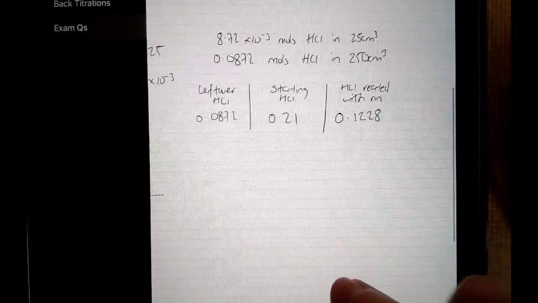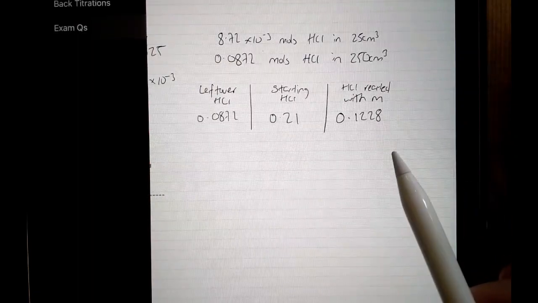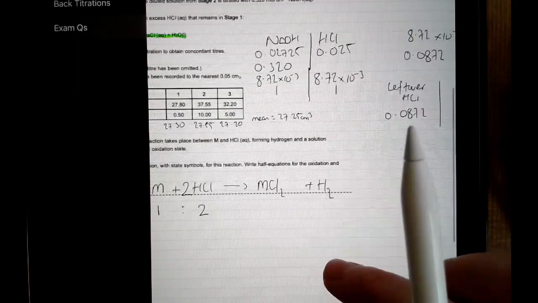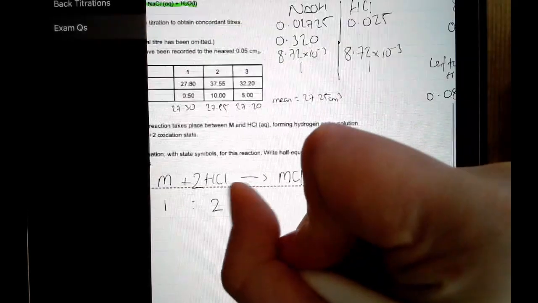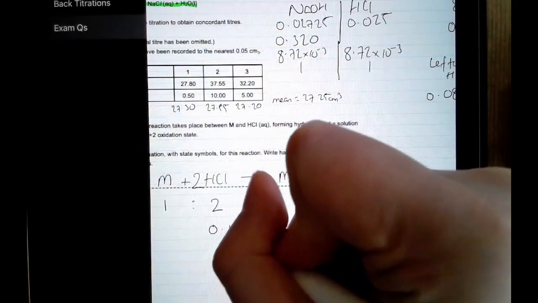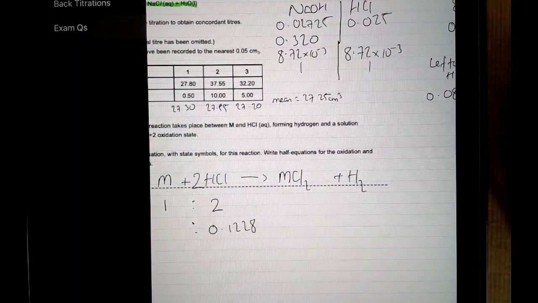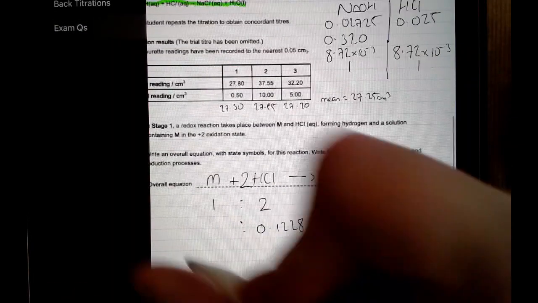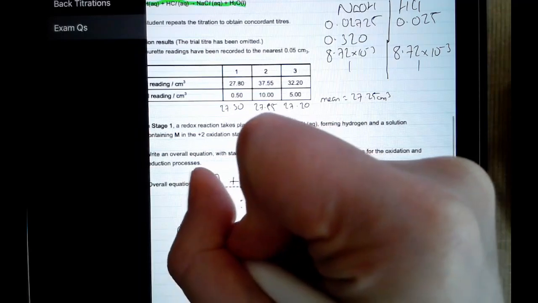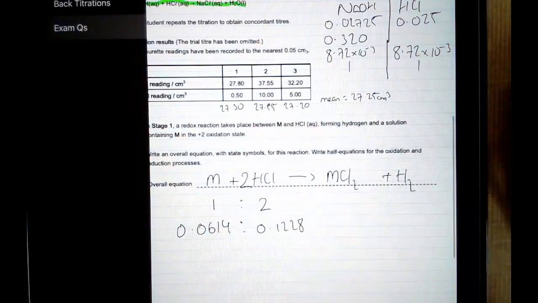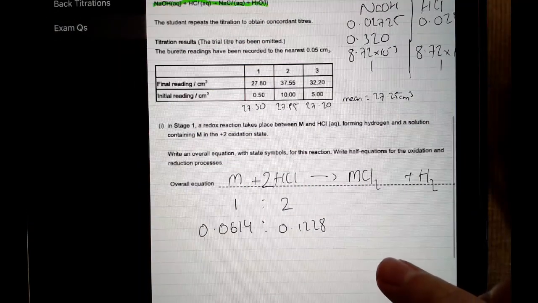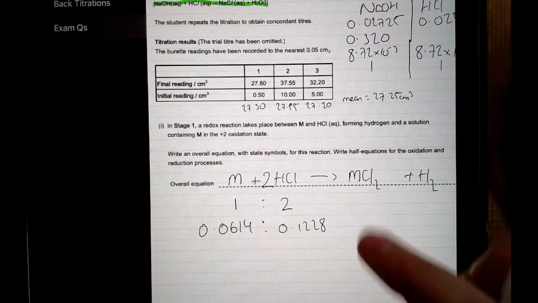If we know the number of moles of acid that reacted, 0.1228, we can just divide that number by 2 to work out the number of moles of metal that we must have started with, 0.0614. So now I know the number of moles of metal that I must have started with.